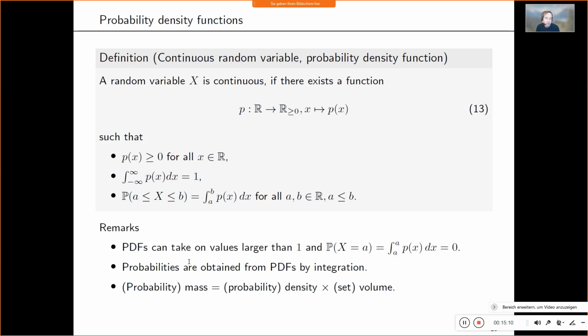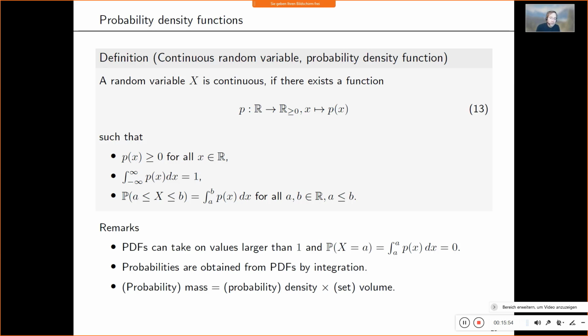And formally, based on this definition, of course, the probability for x being a is the integral from a to a, which is, of course, zero. The important thing to realize about probability density functions is that you obtain probabilities from them by means of integration. So they are a density, and a probability is a mass, and you only get to a probability from a probability density function by essentially multiplying it with the volume that you want to assign a probability to.